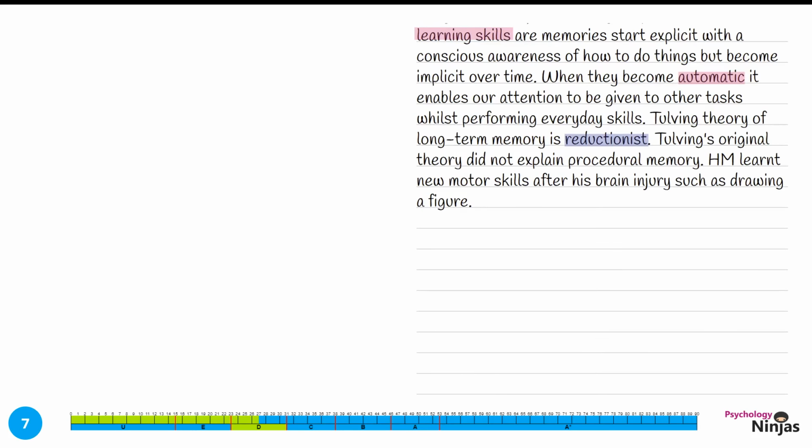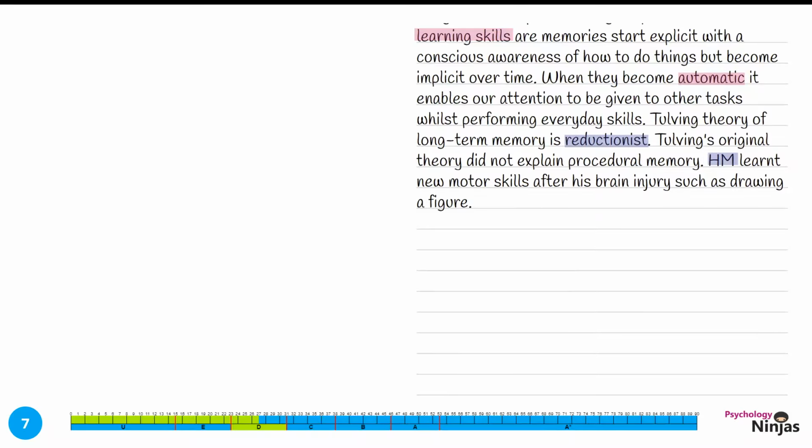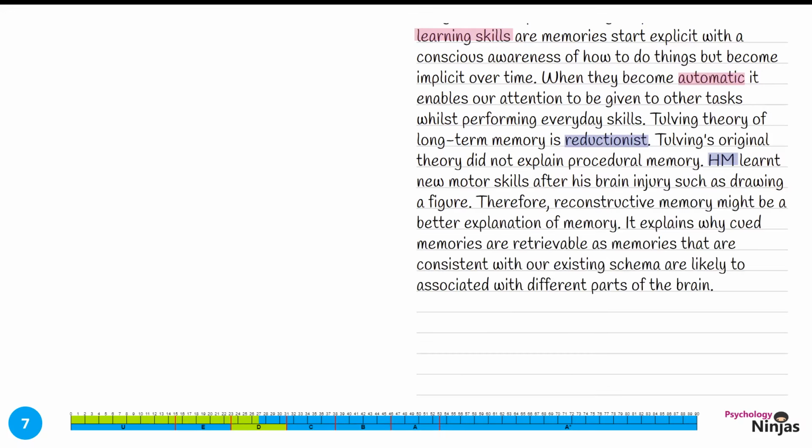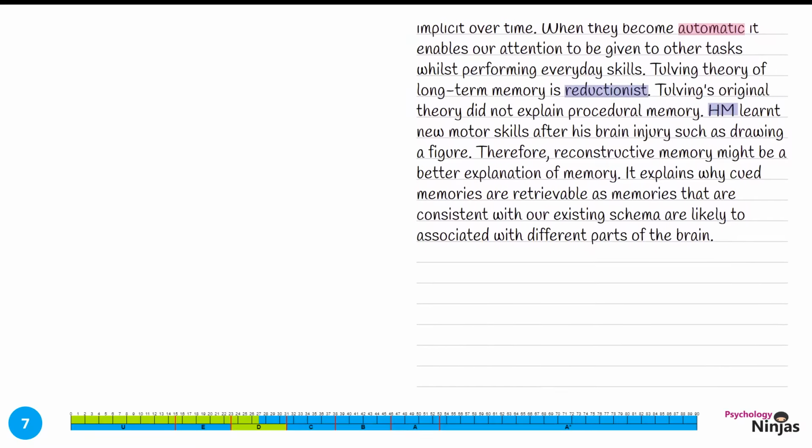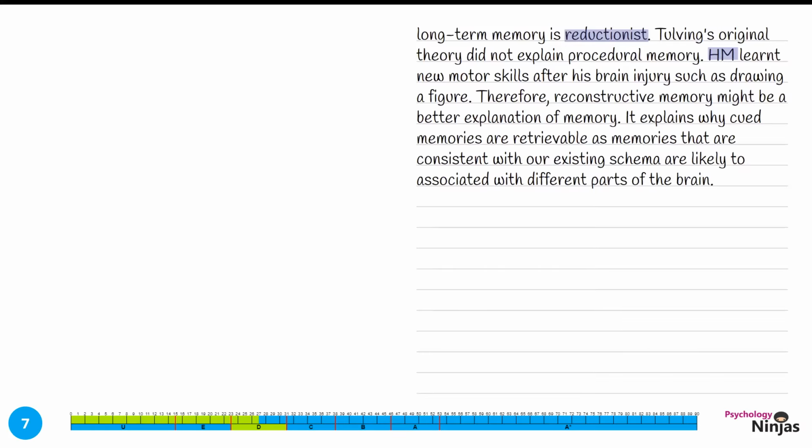Here we're making reference to the 1974 theory of long-term memory from Tulving, which we might have our questions specifically about. We've also linked this into key findings from HM and his procedural memory being developed after he had had his brain injury. We're going to elaborate this with a different theory that might be preferable to Tulving's theory. Therefore, reconstructive memory might be a better explanation of memory. It explains why cued memories are retrievable, as memories that are consistent with our existing schema are likely to be associated with different parts of the brain.